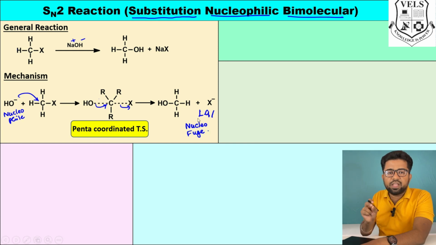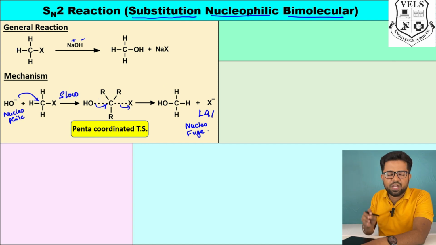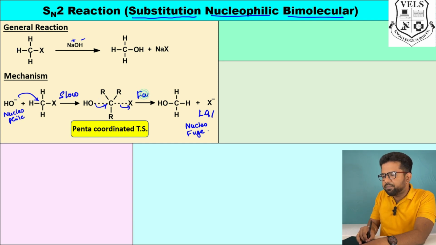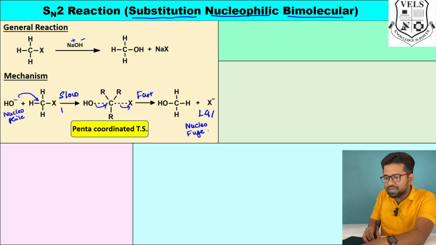Right. So this is about the mechanism of SN2 reaction. If you look at the rate of the reaction, in this first step, the formation of the penta-coordinated transition state is a slow step. And the second step, the formation of product, is a fast step. I have already discussed in SN1 reaction that the slow step is always the rate determining step.